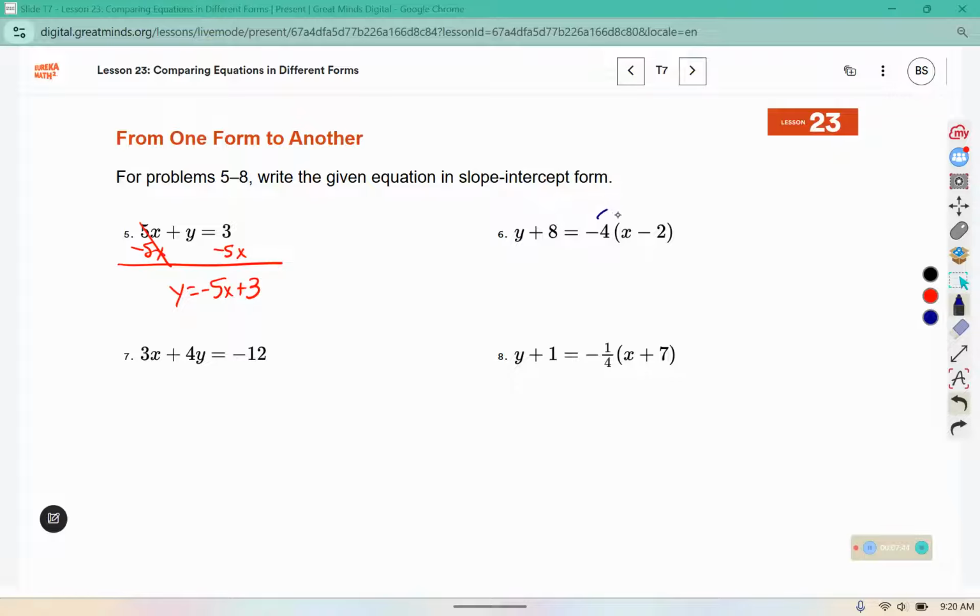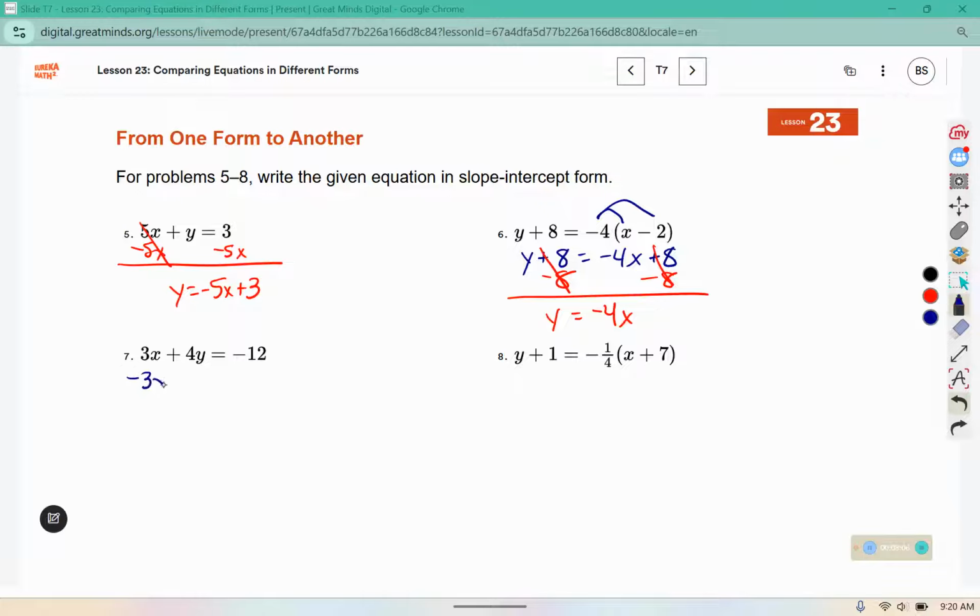For number 6, we'll need to start by distributing. Negative 4 times negative 2 is positive 8. And we'll subtract 8 from both sides. And y equals negative 4x.